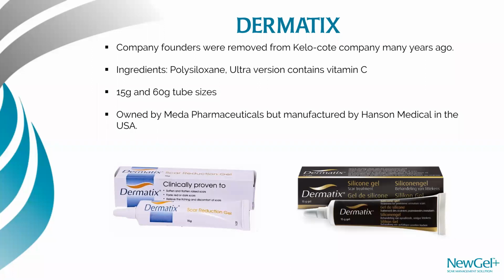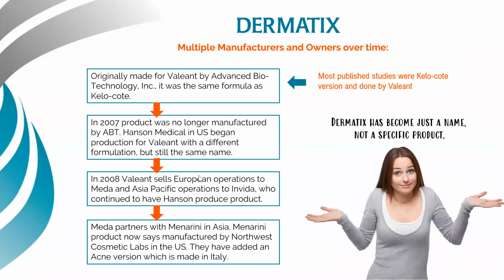Dermatix has a couple of different products. I just looked at the plain Dermatix. There is also a Dermatix Ultra that contains a vitamin C ester in it. It comes in 15-gram tubes and 60-gram tube sizes. I did not see a 6-gram in this item. That doesn't mean it doesn't exist, but I could not find any. As of right now, Dermatix is owned by Meda Pharmaceuticals, but it's manufactured by Hansen Medical, a company in the United States. They don't manufacture it themselves.